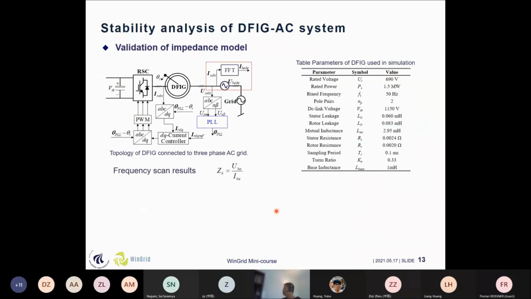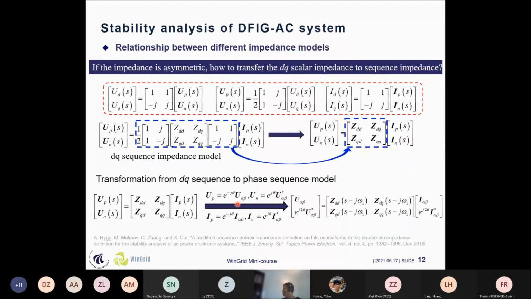Okay, so this is the... maybe I need to make a stop here. So do you have any questions about this transformation? Because this is very important for the modeling and impedance transformation. Can you guys follow here? Okay.